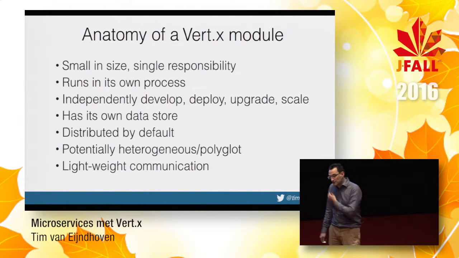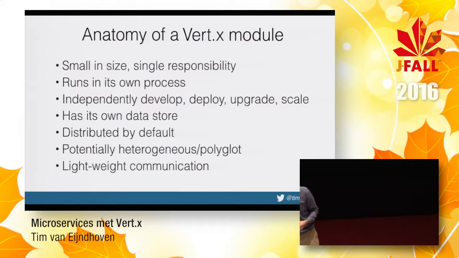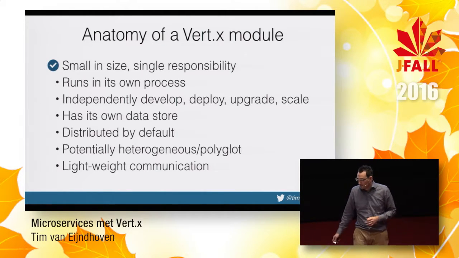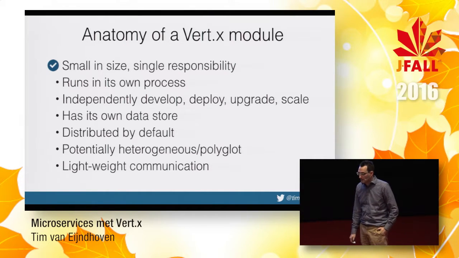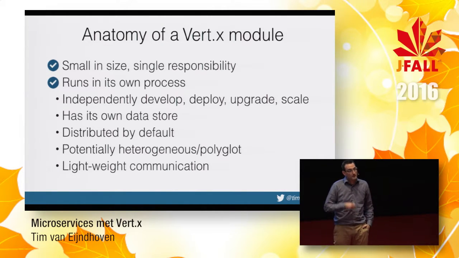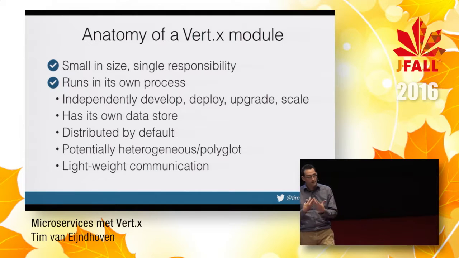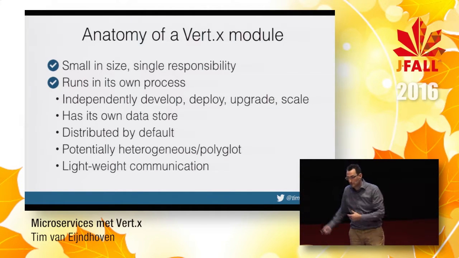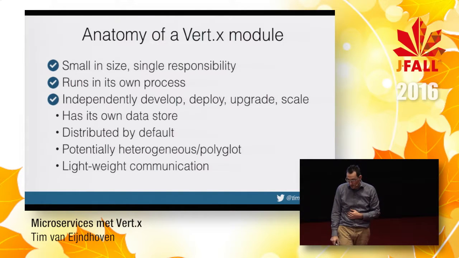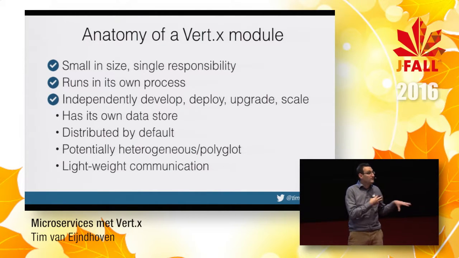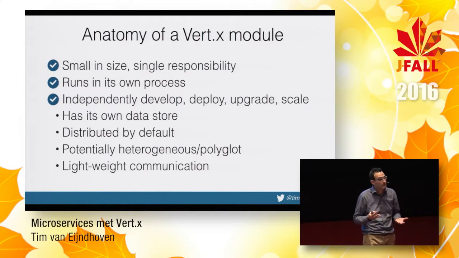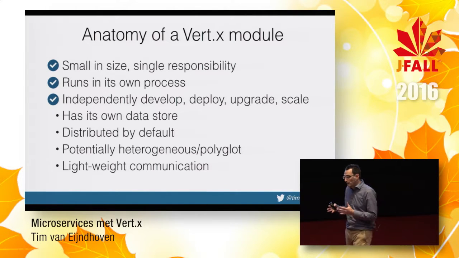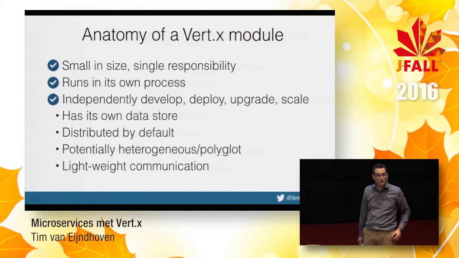So there was an animation there which you might have missed. If you look at the anatomy of a Vert.x module, it's basically the same. So they're small in size, right? These verticals and these handlers are small things that you can build, and they run in their own process. So the possibility is to run your Vert.x in a JVM and then have every service run in its own JVM process. This allows us to independently develop it, run it and deploy it. And when we start up the Vert.x environment, it will join the cluster itself. So this makes it really powerful to have independent services running.